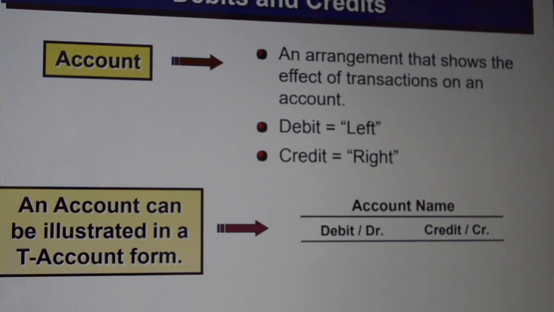Debits and credits are the arrangement that show the effect of a transaction on an account. Debit means left side and credit means right side of the account. In accounting, we always manage the accounts with the T account form, and in the T account, the left side of the T is the debit side and the right side of the T is the credit side.